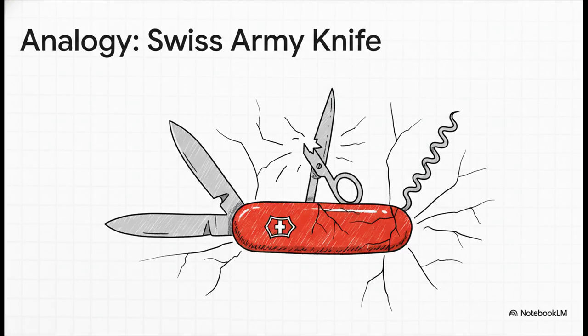Or, here's another one. Think of a Swiss Army knife. You've got all these awesome tools packed into one handy unit. But what if the scissors get dull or the screwdriver breaks? You can't just pop out the old scissors and put in a new pair. The whole unit is compromised. And this shows just how tightly everything is connected in a monolith. A bug in one small part can actually bring down the whole system.